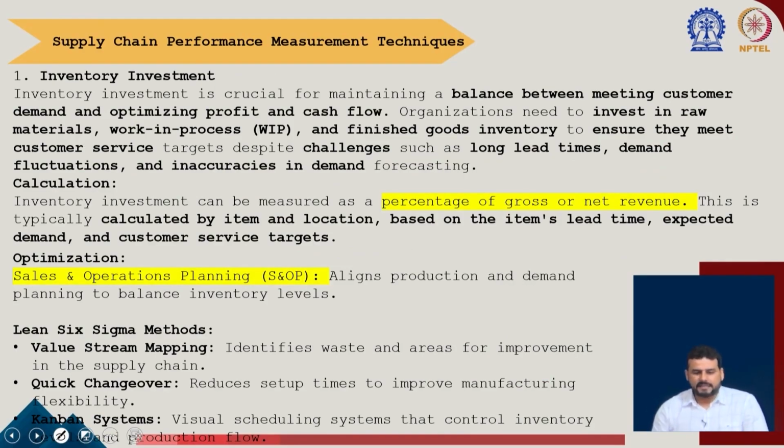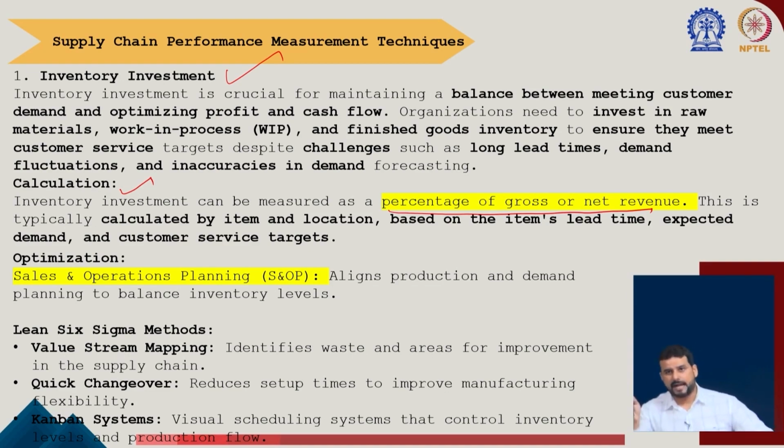How can we measure the supply chain performance? Some techniques we will quickly go through. Inventory investment: we already discussed the different inventories we are maintaining. Calculation, how we can manage it: the percentage of gross or net revenue, right? This can be measured as the percentage of gross or net revenue, meaning what is the gross and how much inventory is adding into that. Say 10% inventory is always adding into your gross, right? So that we can calculate.